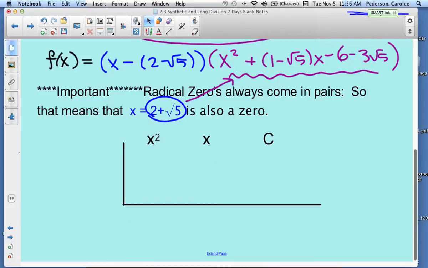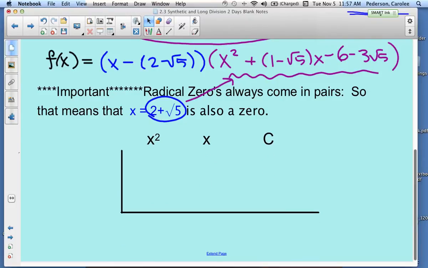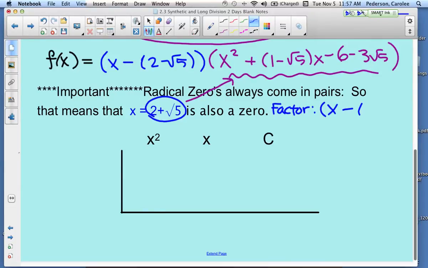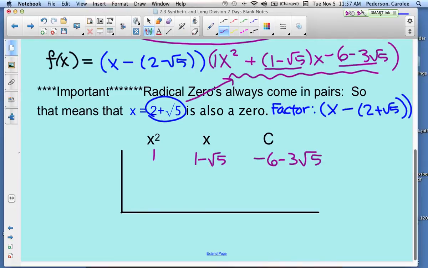So we're going to use synthetic division again. And we want to factor out x minus 2 plus the square root of 5. Ignore the original function. You're working with the purple one. So our coefficient in front of this one is a 1. Here's our coefficient of our x term, 1 minus the square root of 5. Here's our coefficient of our constant, negative 6 minus 3 square roots of 5.